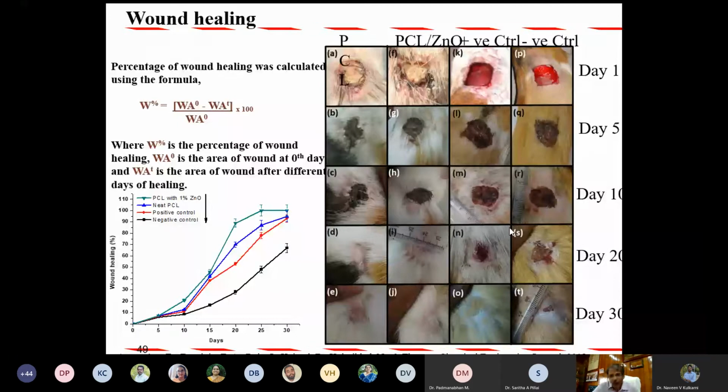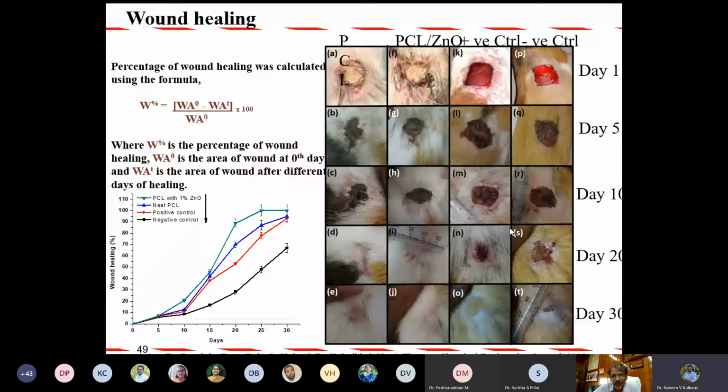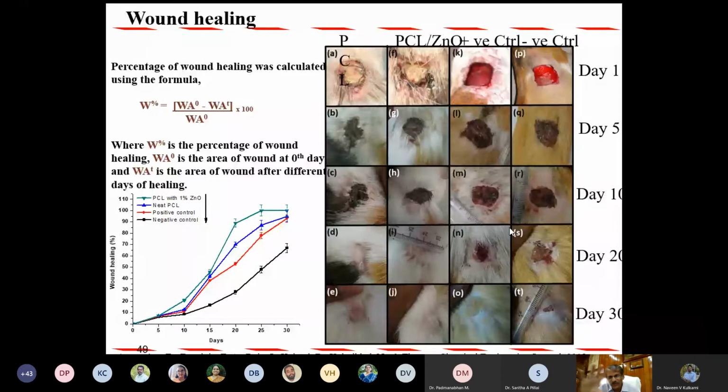We also actually quantified the wound healing process. You see, here you can see there are 4 sets of photographs. We have followed the wound healing as a function of time, day 1, day 5, day 10, day 20, day 30. The first set of samples is PCL alone. The second set of samples is PCL with 1% of zinc oxide. That gave rise to excellent wound healing. After 30th day, you don't see any scar. So we are able to make wound healing without any scar formation.